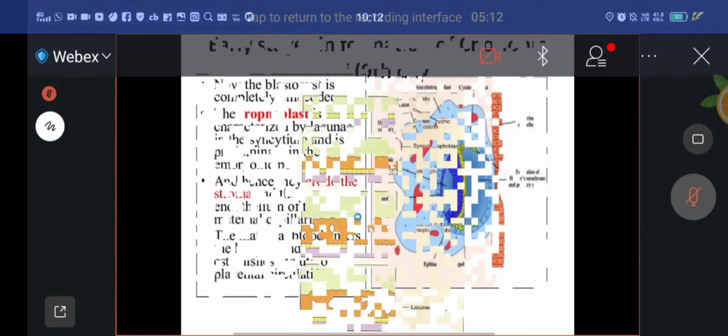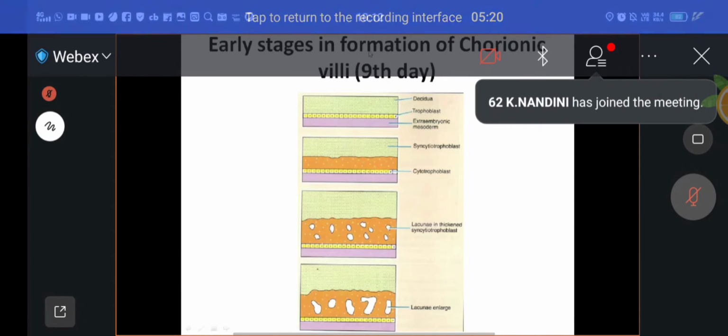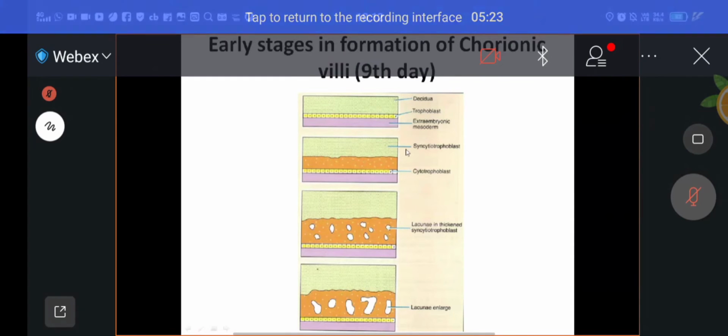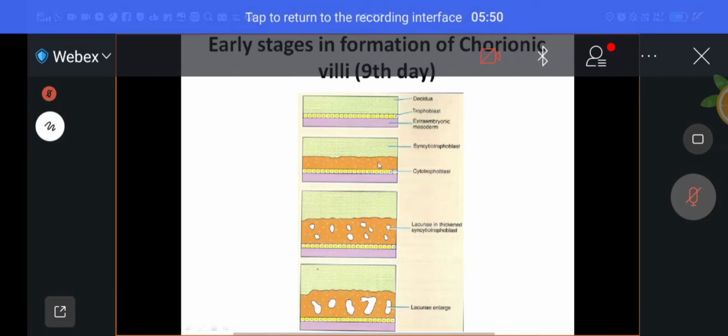Now, here in this diagram, you can see the early stages in formation of chorionic villi, which will be seen on the 9th day. Like the points which I said just in the previous slides, in this diagram, you can clearly see them. Here in the first diagram, you can see the extraembryonic mesoderm, above that the trophoblast, and this is the decidua. Now, in the developmental process, the trophoblast cells differentiate into two layers: cytotrophoblast and syncytiotrophoblast.